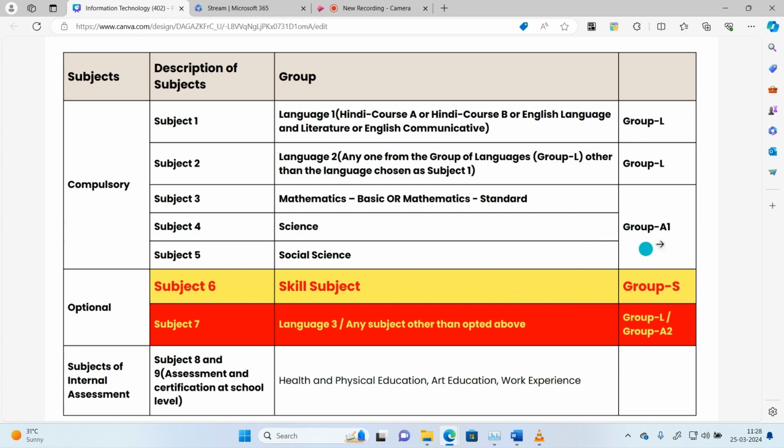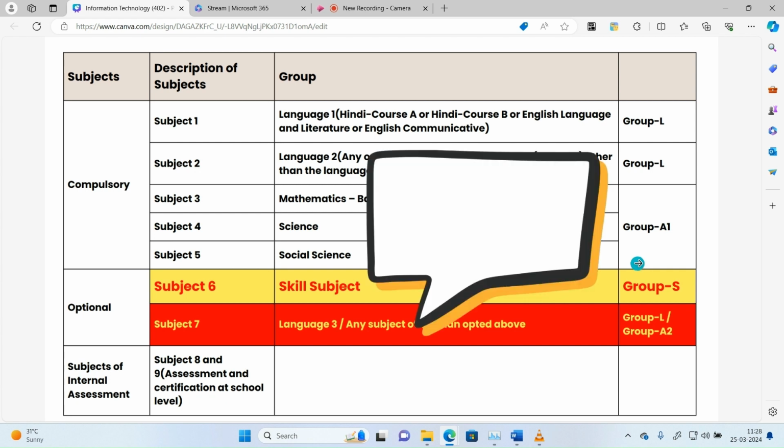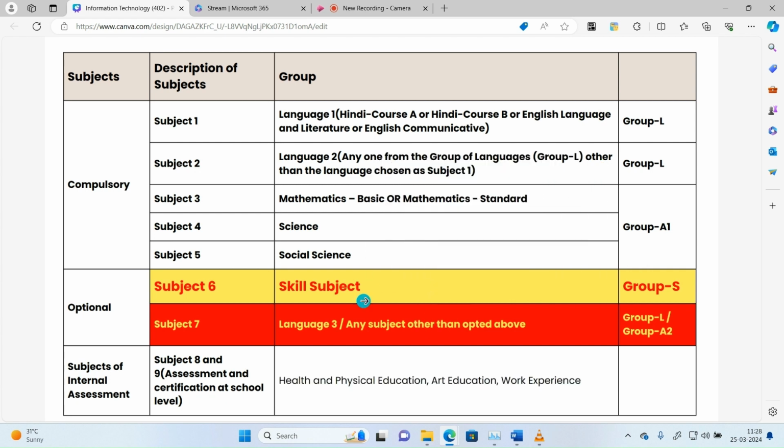Now you have a sixth subject here which comes under optional subject. Why it is named optional, please understand the meaning. It is said optional not because you have a choice to pass in it or not, but because the school has an option to opt for this subject or not.